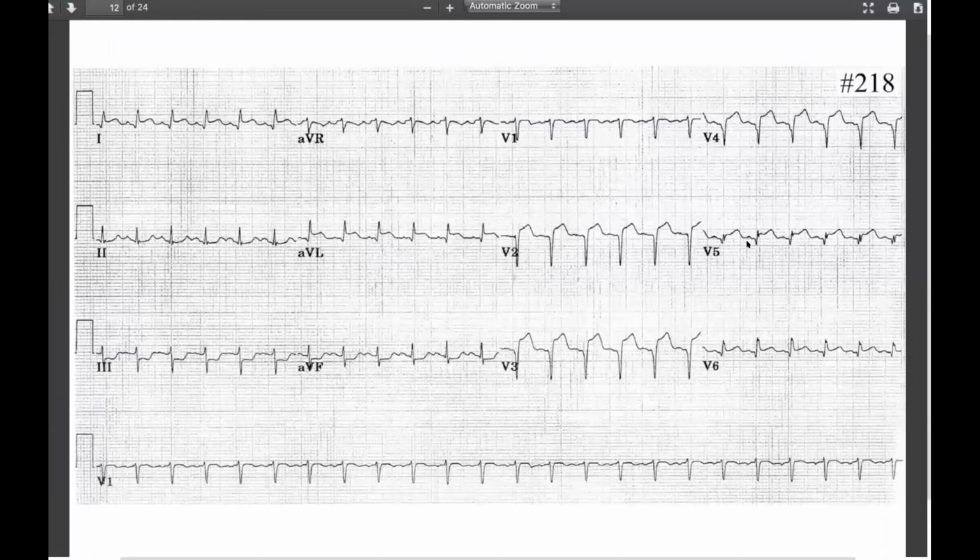So this one is rhythmic. I said that the heart rate is around 150 beats per minute. So tachycardic. And the axis is normal. There is a P wave.